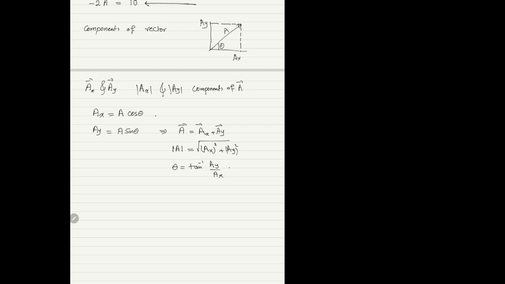Remember this. The components can be positive or negative. If you draw the quadrants, in this one AX and AY are both positive. But in this quarter, AX is negative, AY positive. In this one, both AX and AY are negative. And in this quarter, AX is positive and AY negative. The sign of the components depends on the angle.